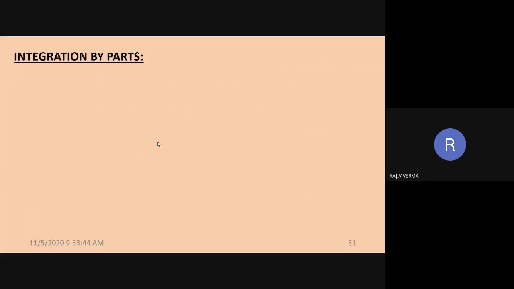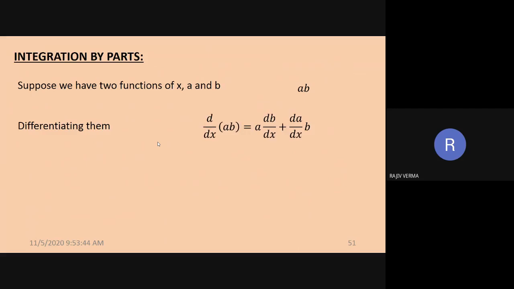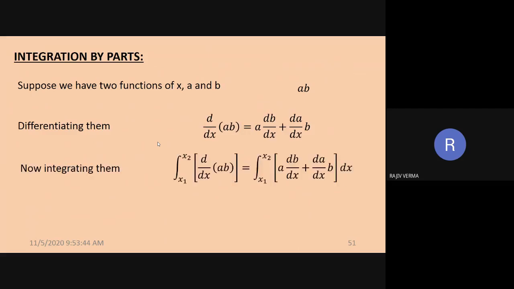Now a quick review of the integration by parts approach. We have two functions a and b, both are functions of x. We differentiate them and then we integrate them, and this gives us the final expression, which is supposed to be applied to the reduction of the fourth order term.